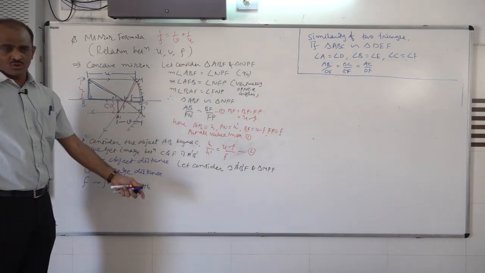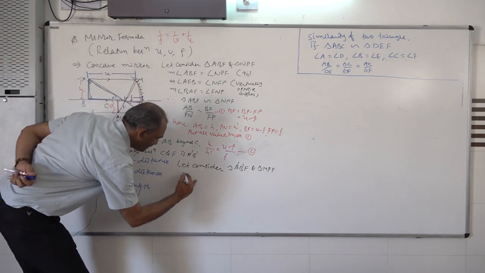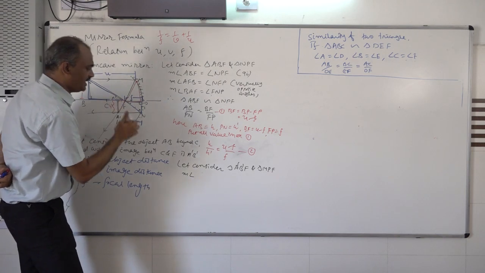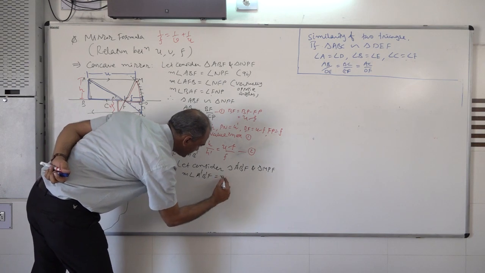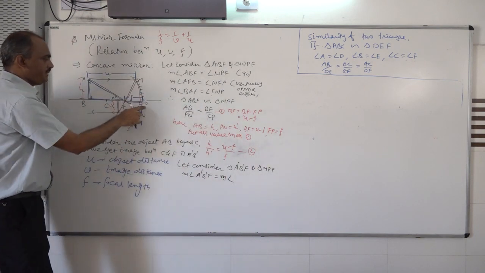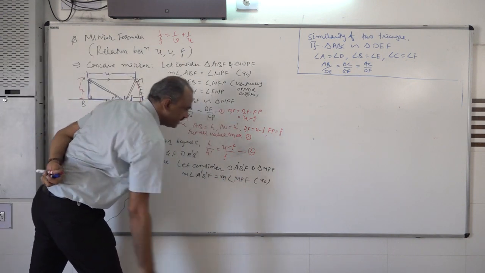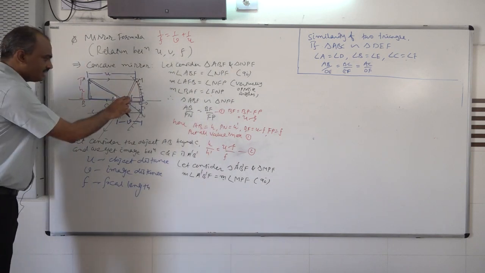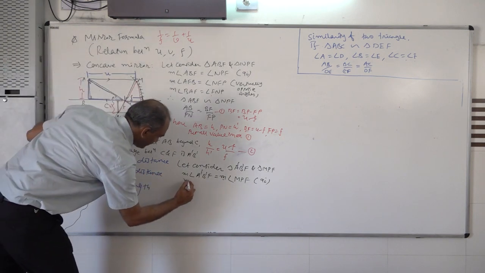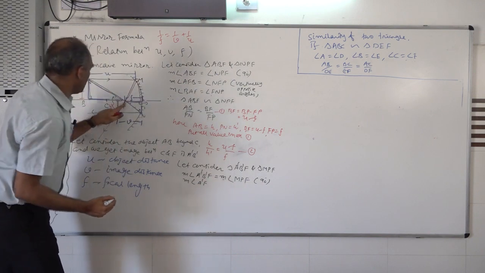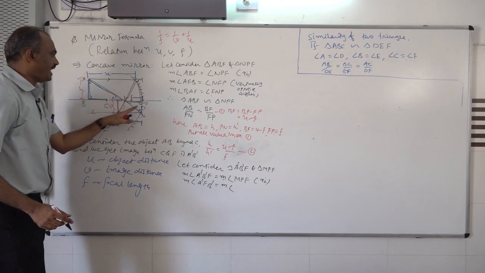Similarly, for these two triangles we get equal angles. Here also the measurement of angle A dash B dash F is equal to the measurement of angle MPF, because both are 90 degrees. Similarly, these two angles are vertically opposite angles. So we can write measurement of angle A dash F B dash is equal to measurement of angle MFP.